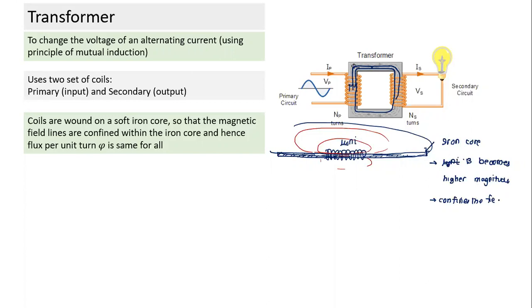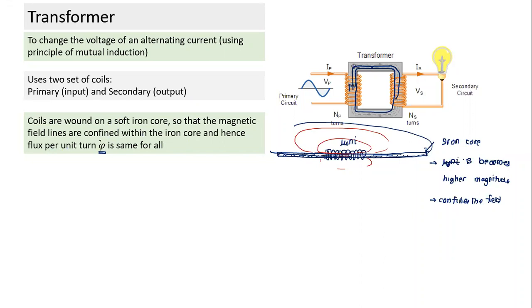The effect of the iron core is that whatever number of field lines are there in the primary coil, the same number of field lines are there in the secondary coil, which means the flux per unit turn is the same in the primary coil as well as the secondary coil. This is what happens because of the iron core. To cut the story short, the coil is wound on an iron core so that magnetic field lines are confined within the iron core. Hence, flux per unit turn.